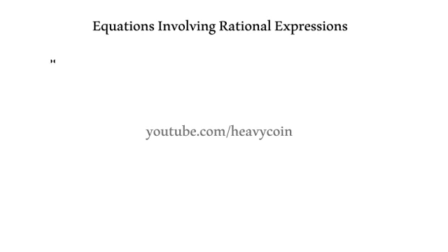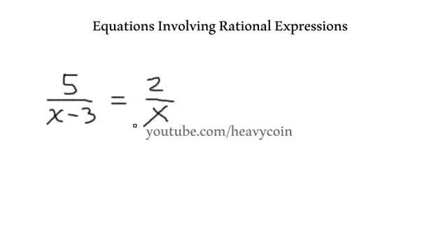Let's see here. We have 5 over x minus 3 is equal to 2 over x. And we want to find the solution set. In other words, we want to solve for x in this problem.